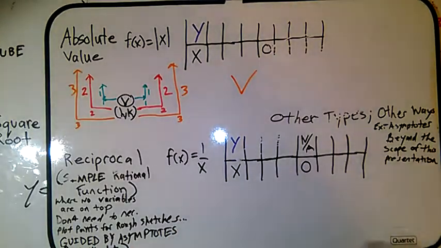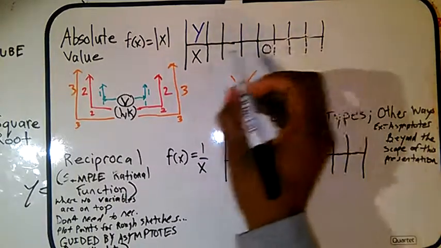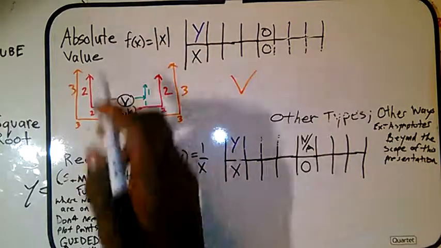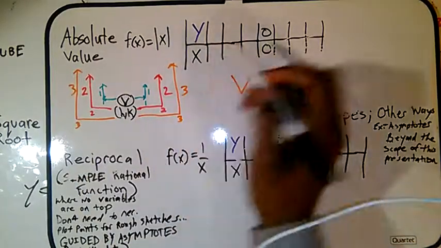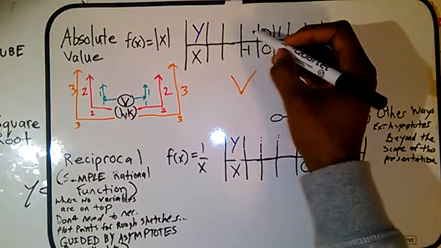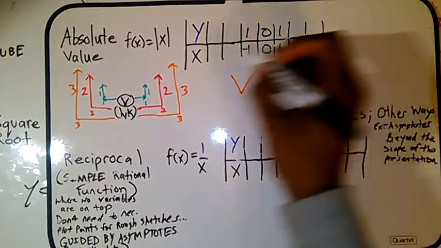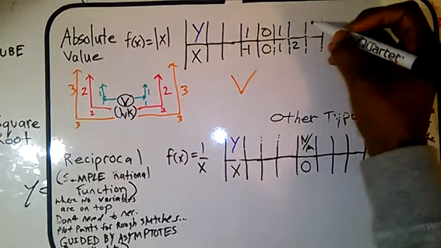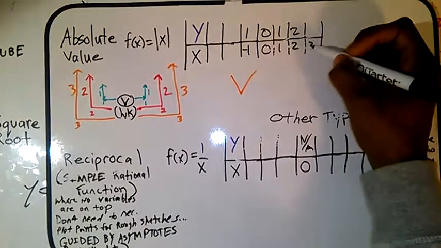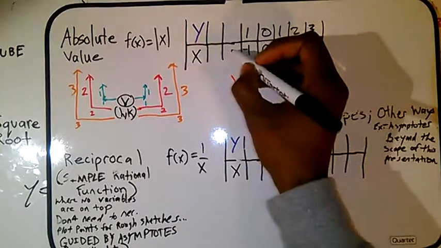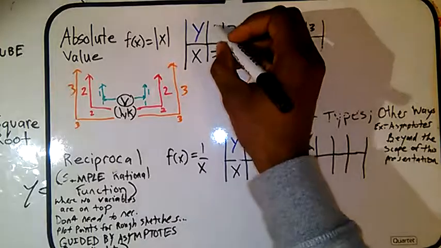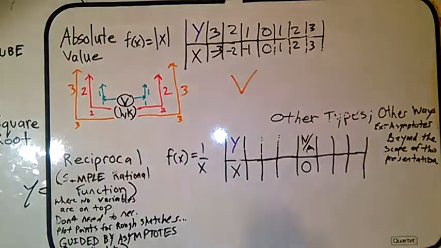Let's plot the points to find out the pattern. When x is equal to 0, y is equal to 0. The absolute value of 0 is 0. The absolute value of 1 is 1. The absolute value of negative 1 is 1. The absolute value of 2 is going to be 2. The absolute value of 3 is going to be 3. The absolute value of negative 2 is going to be 2. The absolute value of negative 3 is going to be 3. So there's a pattern here.